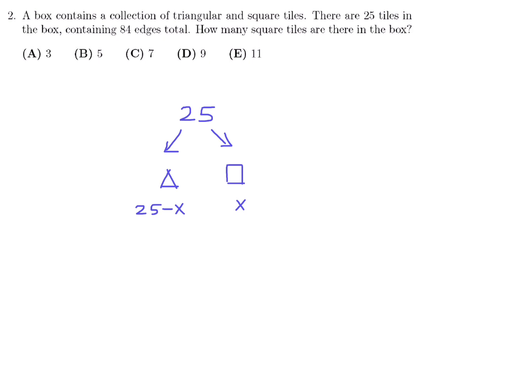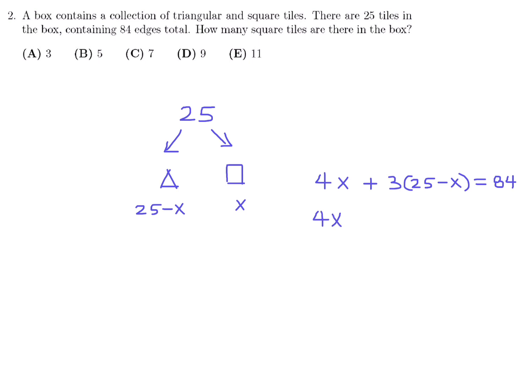Now, if we're counting edges, we know that 4x, 4 edges for the squares, plus 3 times 25 minus x, 3 edges for each of the triangles, times 25 minus x, which is the number of triangles, equals 84, which is what they told me in the question. There's 84 edges in total. So this is the algebra I have to do.